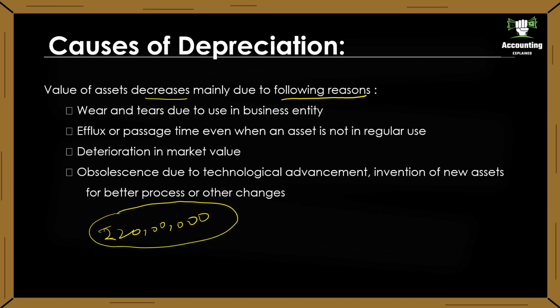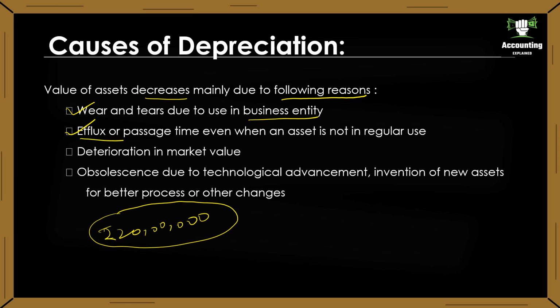What will happen over time? Wear and tear due to use in business entity. Over time, you use the car, right? You drive it for many kilometers. The interior may get a little worn out and there may be 1 or 2 scratches on it also. This wear and tear will reduce the value of the car. The more you use them, the less they are worth, right?